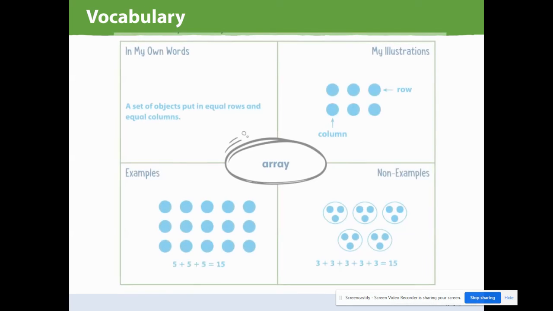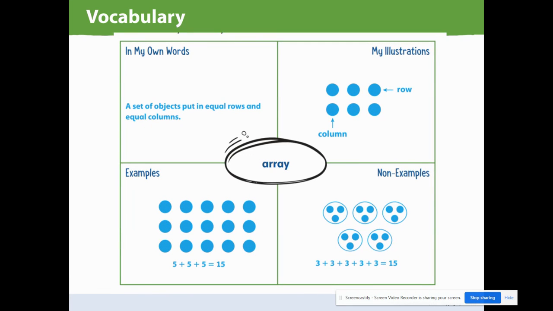And our last thing, our vocabulary. Array, of course, our big theme for this week. In your own words, an array is a set of objects put in equal rows and equal columns. Remember at the beginning of the lesson, we said an array has equal rows and equal columns. And now you know rows go across and columns go up and down. Right over here, my illustrations are important. A row goes across, a column goes up and down.